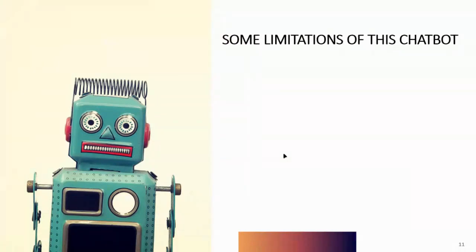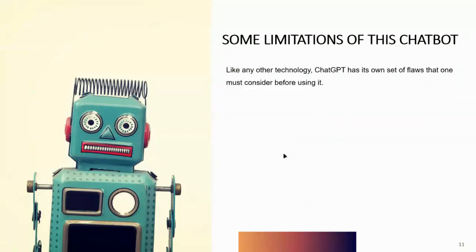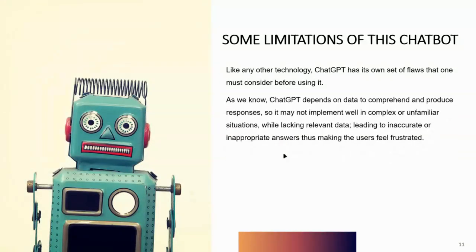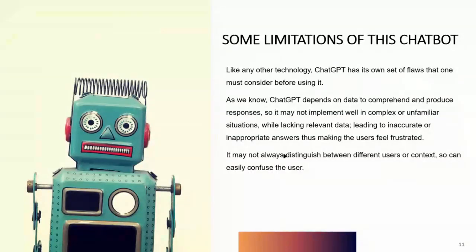There are some limitations of this chatbot as well. Yeah, as I told you, nothing in this world is perfect, right? So like any other technology, ChatGPT has its own set of flaws that one must consider before using it. Okay. We know now that ChatGPT depends on the data to comprehend and produce responses or prompts, so it may not perform well in complex or unfamiliar situations because it lacks relevant data that could lead to inaccurate or inappropriate answers, and it can make the users feel frustrated. It may not always distinguish between different users or contexts, so it can easily confuse the users.